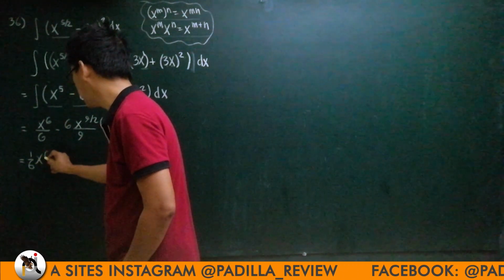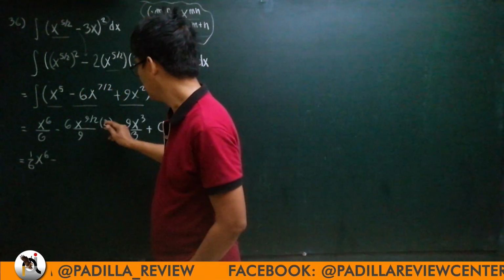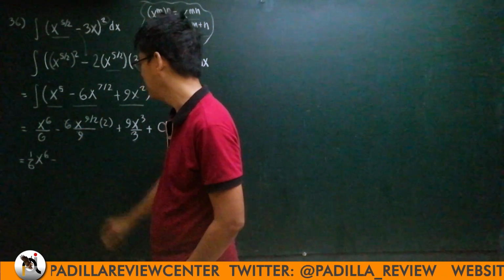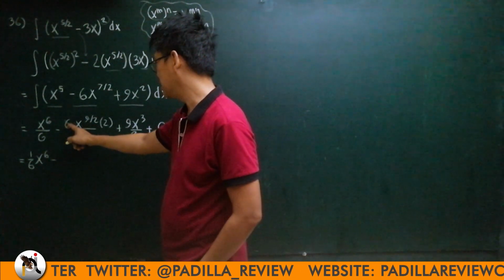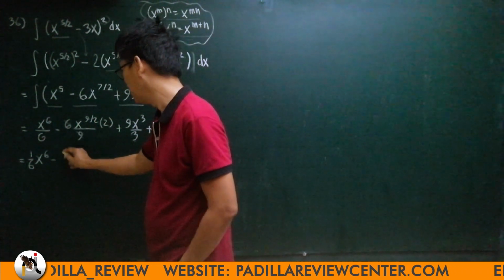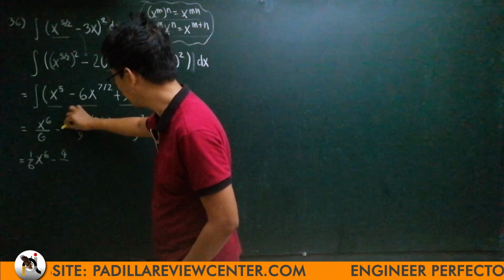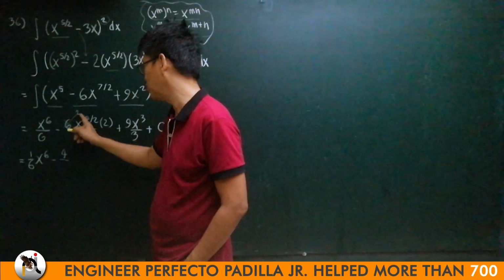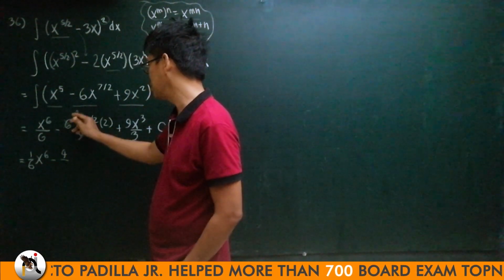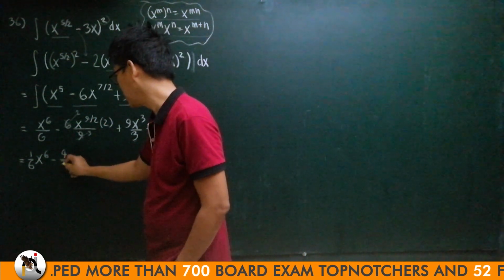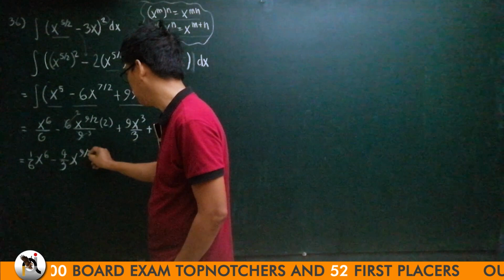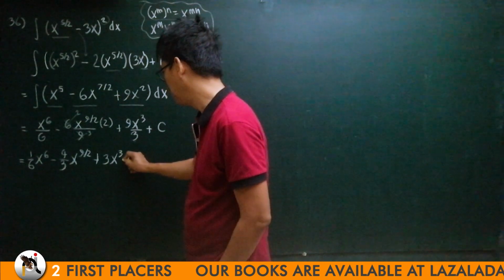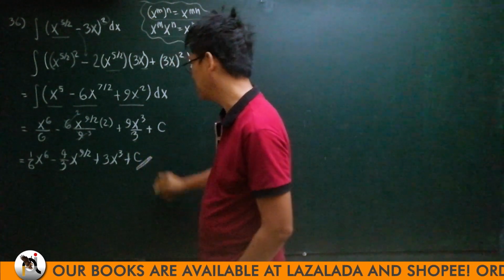1/6 of x to the 6 minus 2 times 6, 12 over 9. Or I can simplify, divide both by 3. 6 over 3 is 2, times 2 is 4. 9 over 3, so divide by 3. This becomes 2, this becomes 3. Okay? 6 divided by 3 is 2, 9 divided by 3 is 3. So this is 2 times 2, 4 over 3 x to the 9 halves plus 9 over 3, 3x cubed plus c. This is your integral.